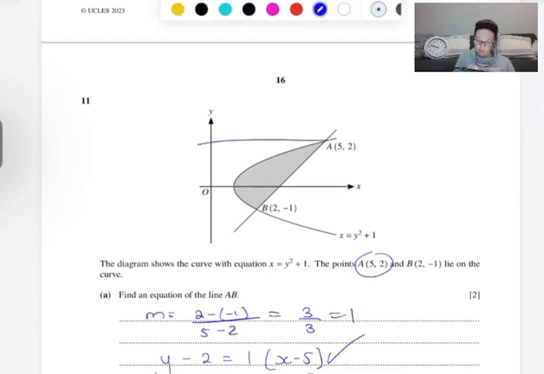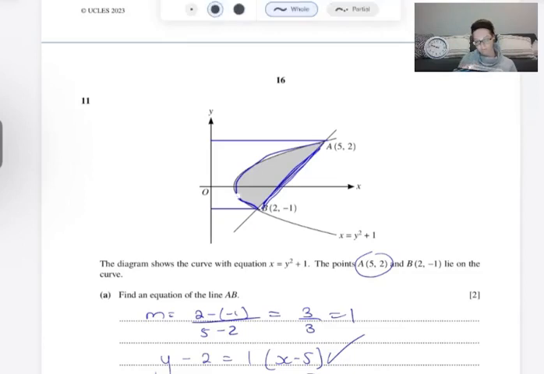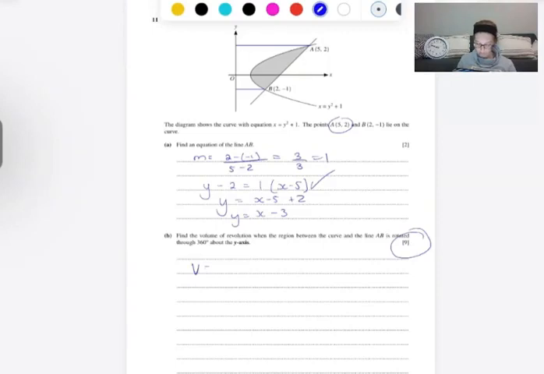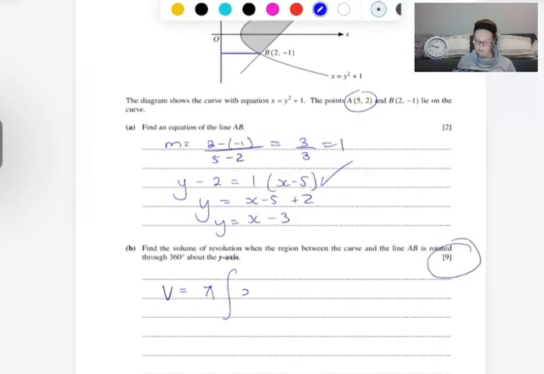Okay, so what we're going to do is we're going to rotate this region around. So my line is at the top. So I'm going to rotate my line, and then I'm going to subtract, and I'm going to rotate my curve. Okay, so my volume is equal to, I'm going to rotate my line. Oh, I need to make x the subject of the formula.